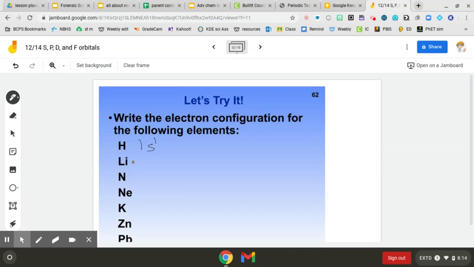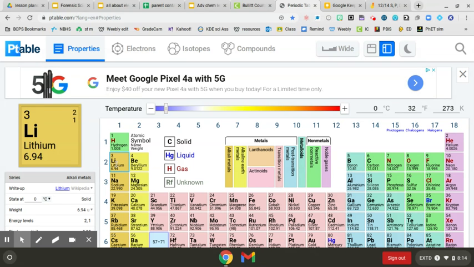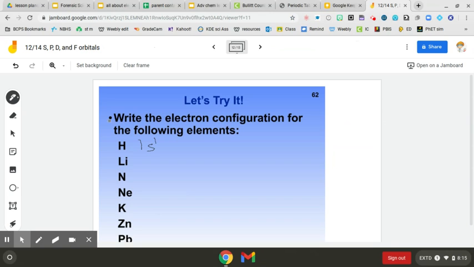That was easy. Let's look at lithium. Where's lithium on the periodic table? It's right here. So 1s is going to be full with 2, and then I'm going to go to the 2s, and it'll stop right here because it's only got 3 electrons. So the last thing will be 2s1. Sorry, 1s2, 2s1. Let's try nitrogen.